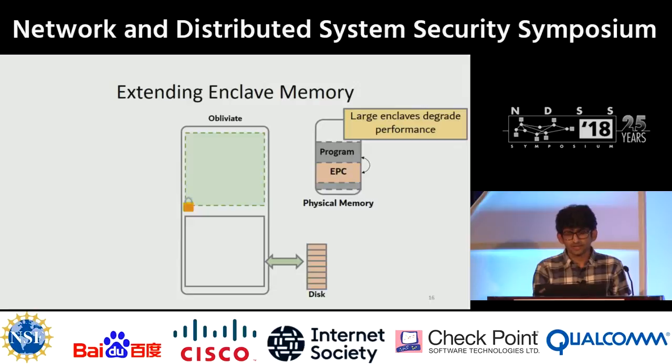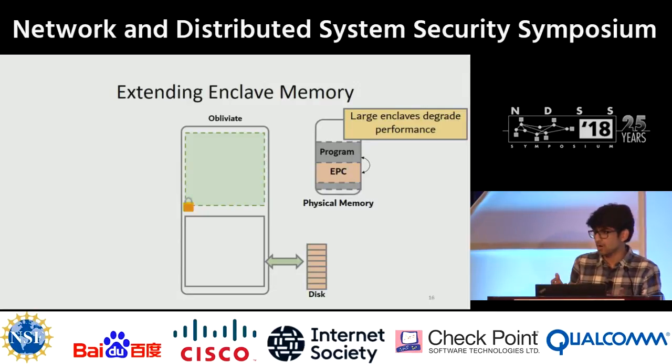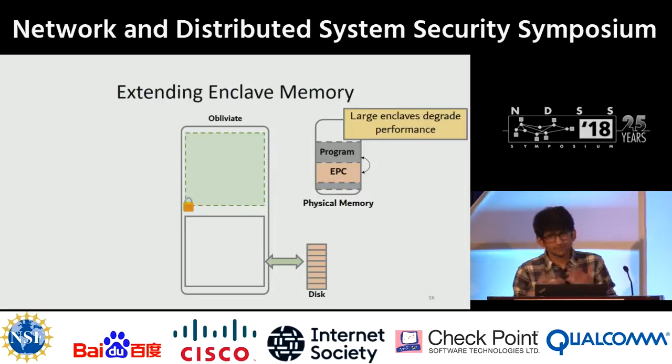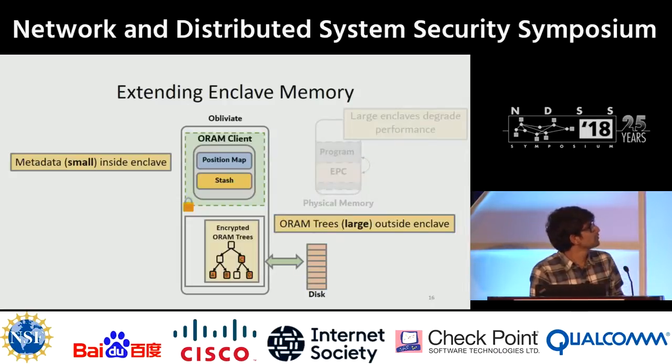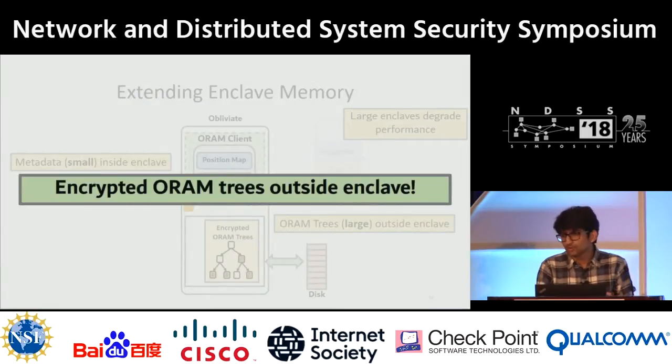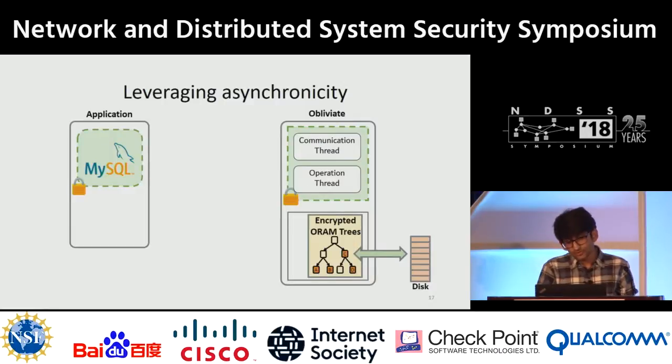So the next part is that we have to understand that if you have larger enclaves, you will be degrading performance. That has been shown because of the EPC, or the way that SGX is designed, it is supposed to have very small physical memory. So you can extend that memory, but as you extend the memory, the performance degrades exponentially. So what we do is we ensure that the small metadata is kept inside the enclave and the larger ORAM trees are kept outside the enclave, using custom encryption, of course, if you have to keep them outside the enclave. So we also leverage asynchronicity.